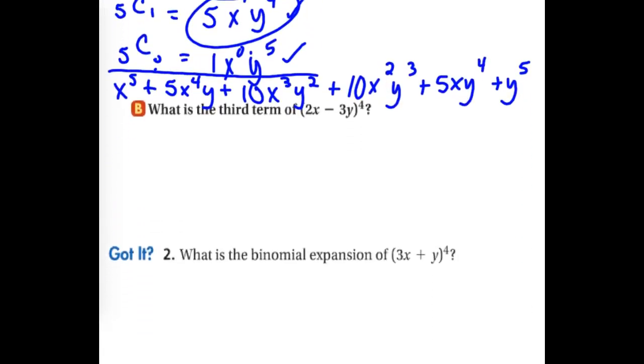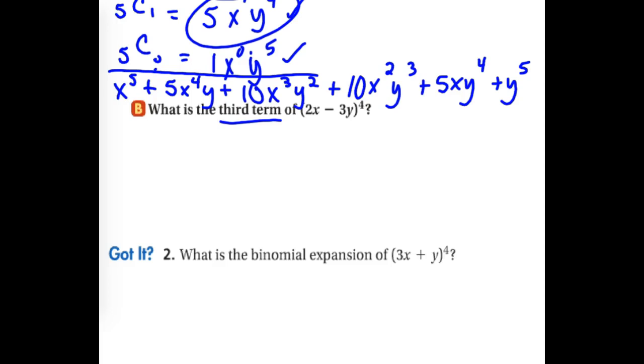We did one like that yesterday. Oh, no, we didn't. This one is just asking us for the third term. That means they don't want us to come up with the whole big polynomial. They just want us to find the third number. Okay?